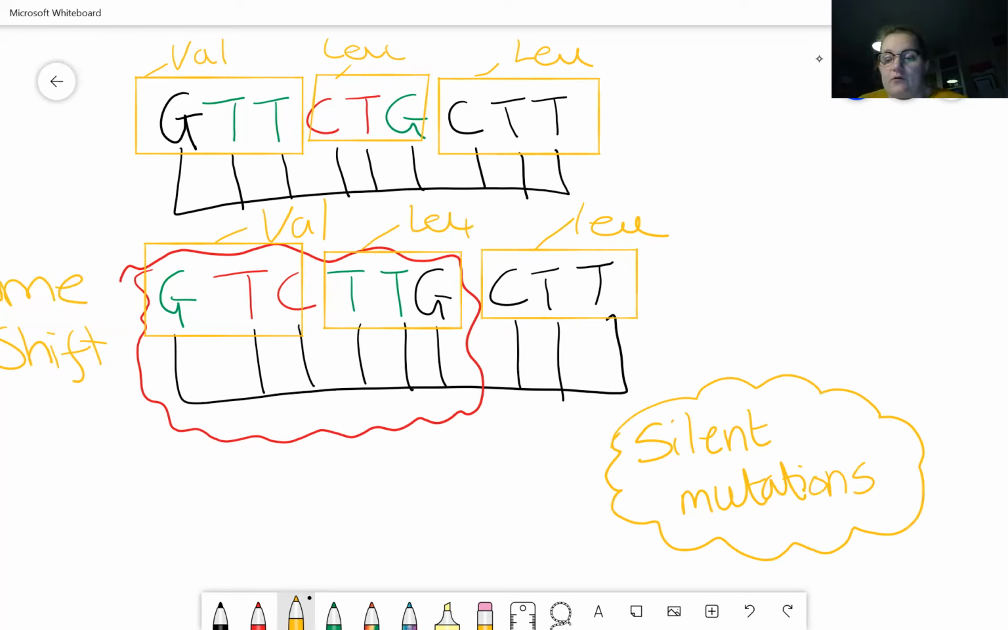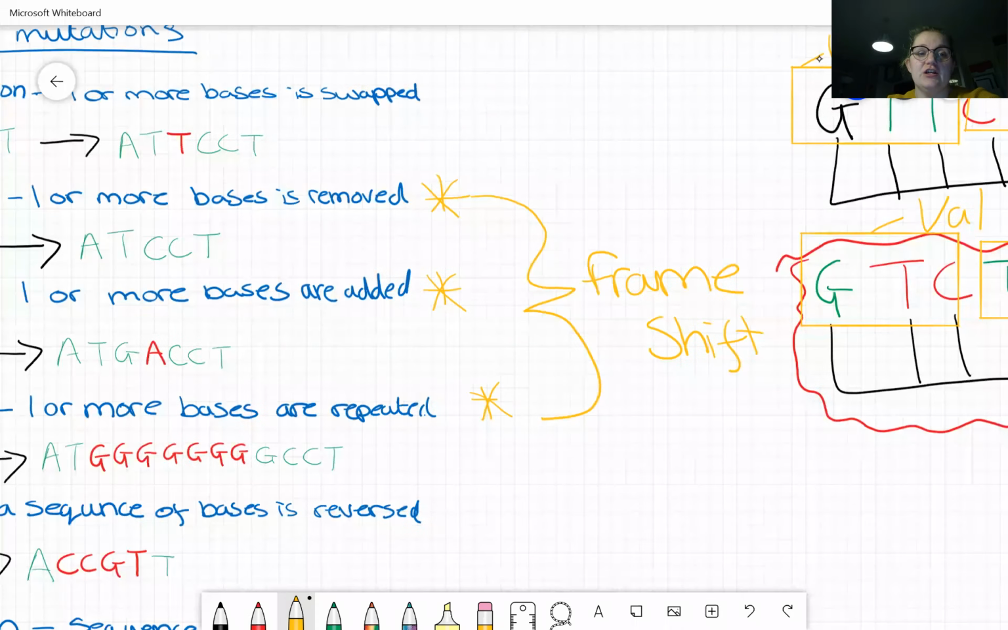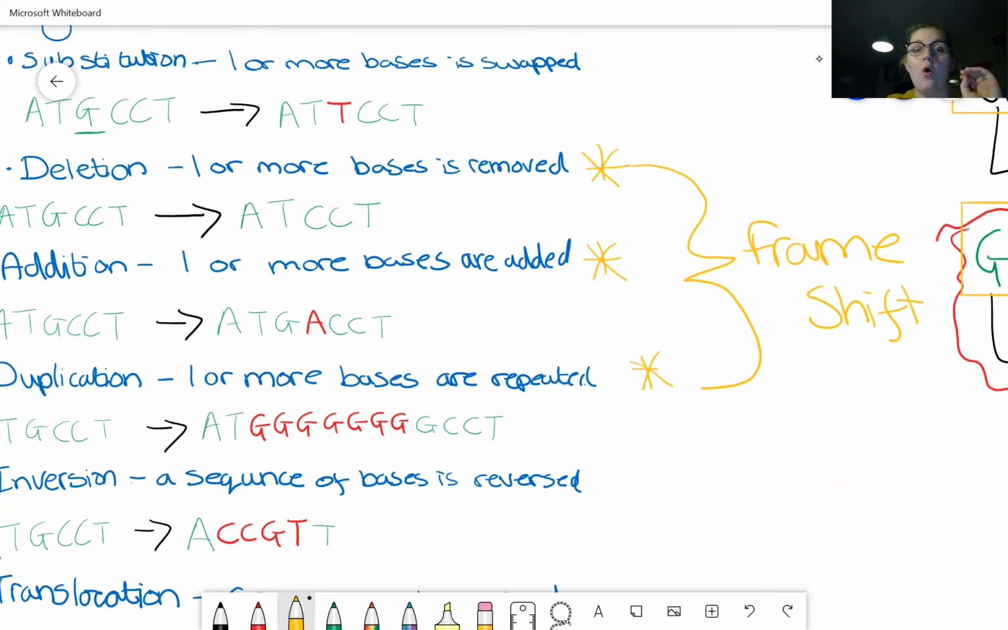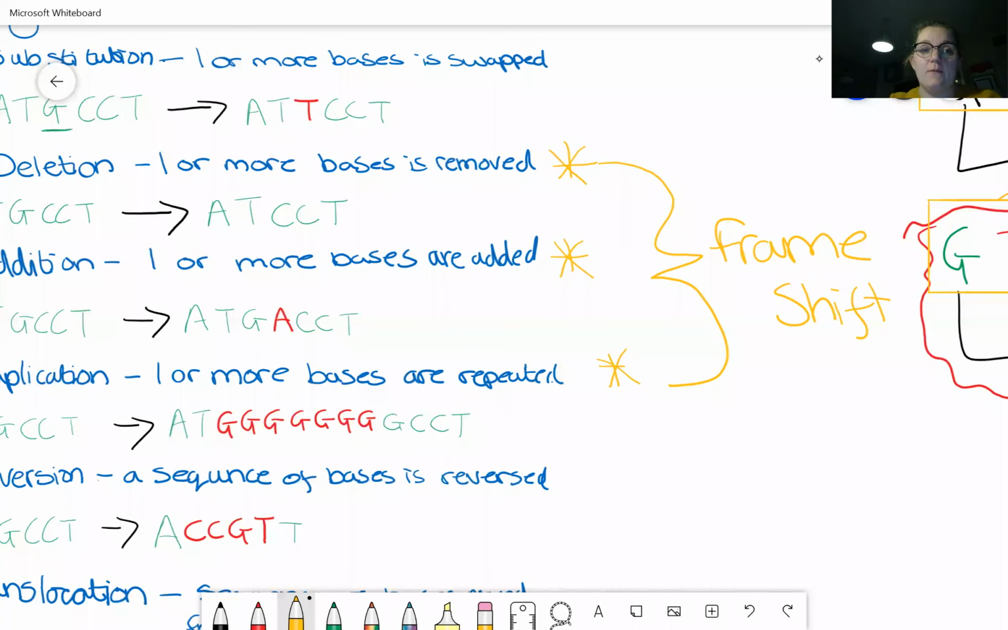So they're two examples, substitutions and inversions. And it's only some substitutions and only some inversions. Some inversions will cause a polypeptide chain change, some won't. However, all those ones that I said that have a frame shift, deletion, addition, duplication, they are all going to change that polypeptide chain. So let's have a look at a couple of examples of them.